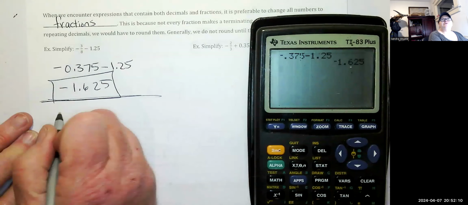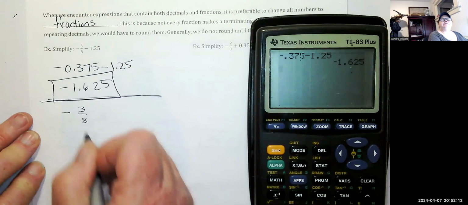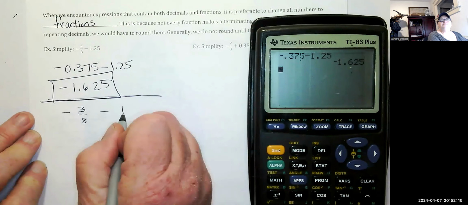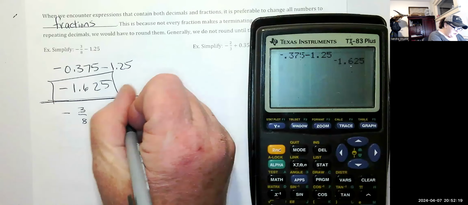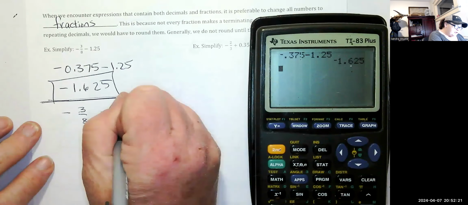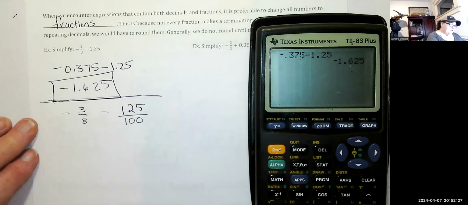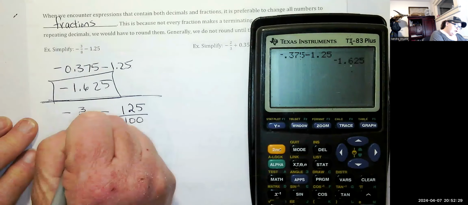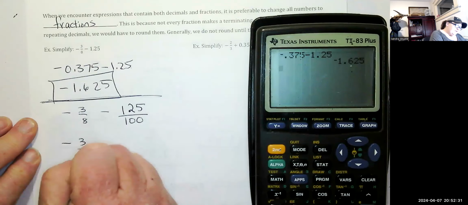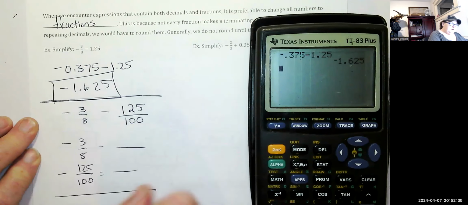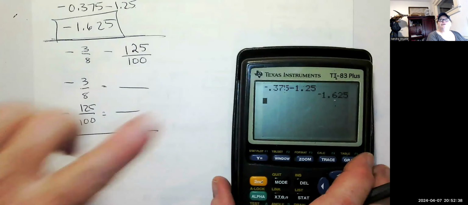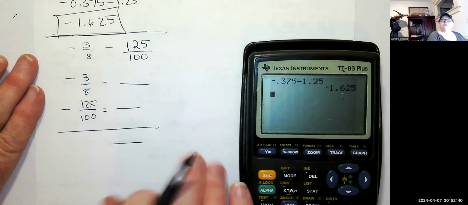But let's do this in fractional form. Negative 3/8 minus 1 point. Well, we're going to change this to a fraction. Remember, we write the whole thing, 125 divided by 2, so 100. There's my fraction for it. So I'm going to write it vertically real quick. Minus 125 divided by 100. This is what we're going to do for the next one, which is why I'm doing it. So you have this.